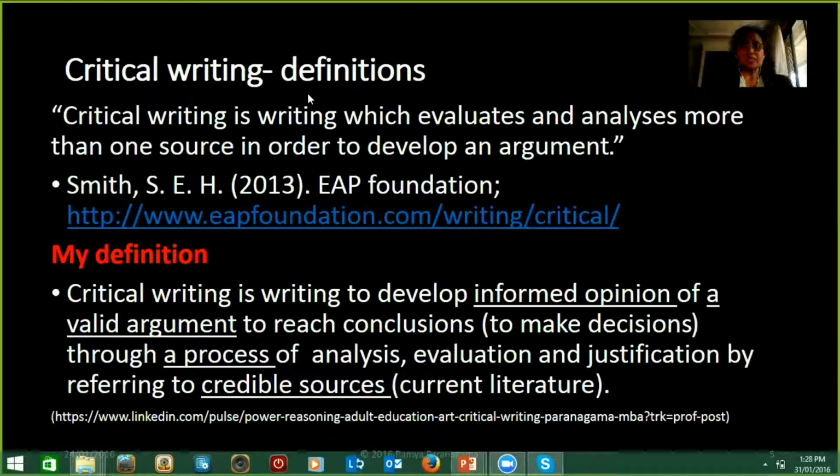Based on all the material I read, at the end of the presentation, my definition was found, but I thought of giving it to you in the beginning. But as a process, it was found at the very end. So my definition for critical writing is, it is writing to develop an informed opinion of a valid argument, to reach conclusions or to make decisions through a process of analysis, evaluation, and justification by referring to credible sources or current literature. That's my definition.